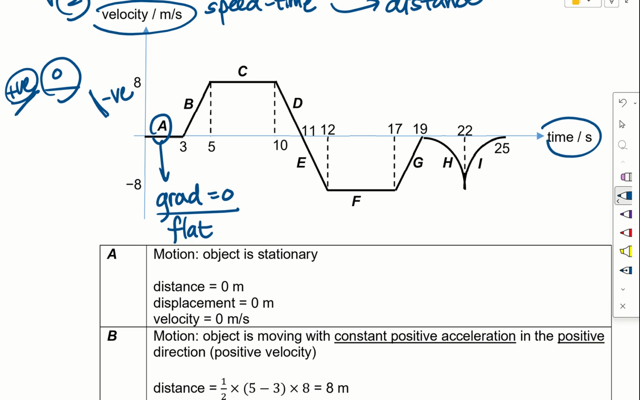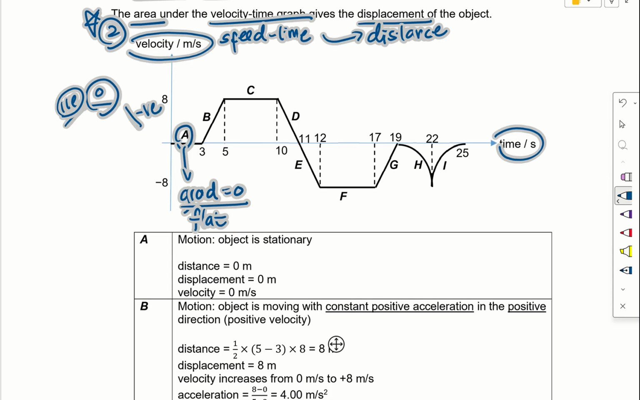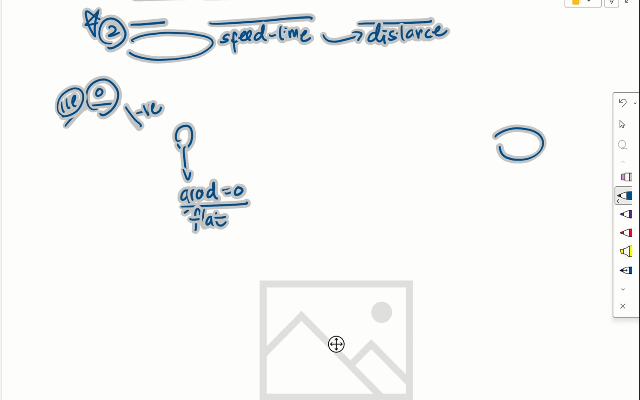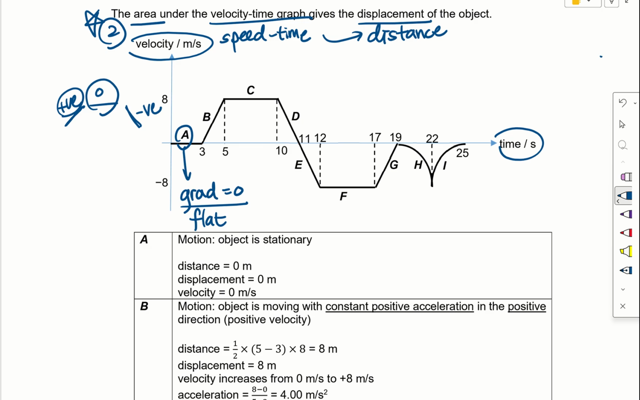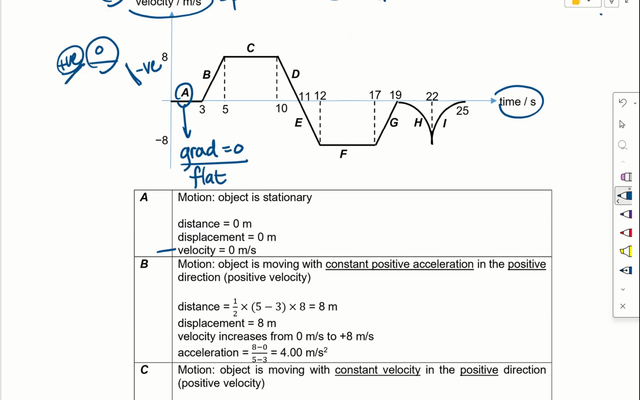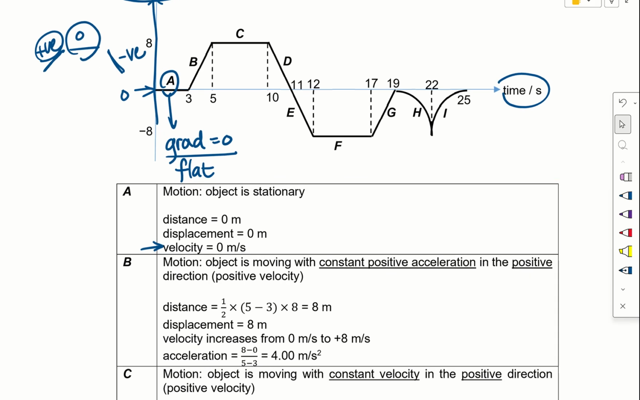And what does the gradient represent? The gradient represents acceleration, therefore the acceleration is 0. And bear in mind that the velocity is 0 as well. You can actually read off from the y-axis that the velocity is 0. So there won't be any distance and there won't be any displacement, because if the velocity is 0, this thing can't move, right?